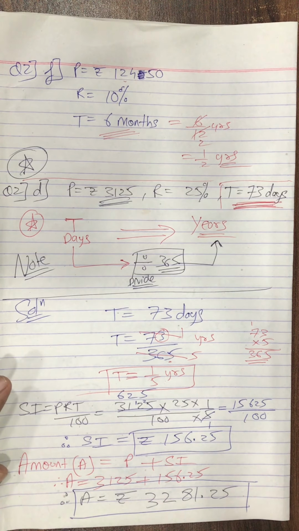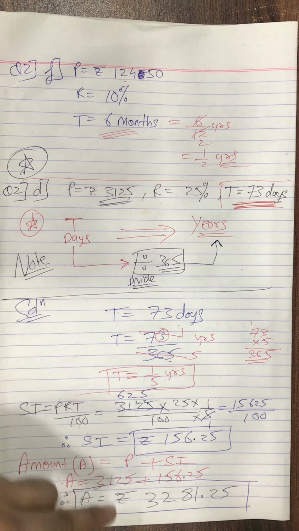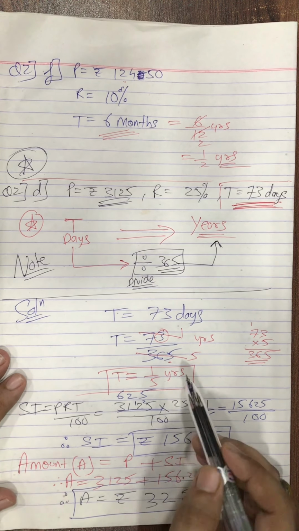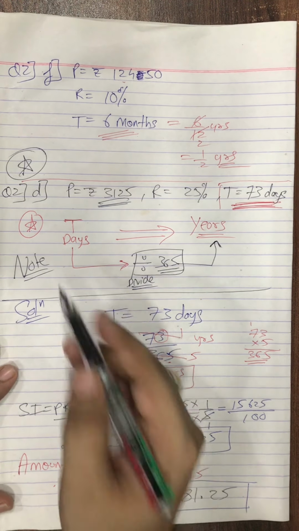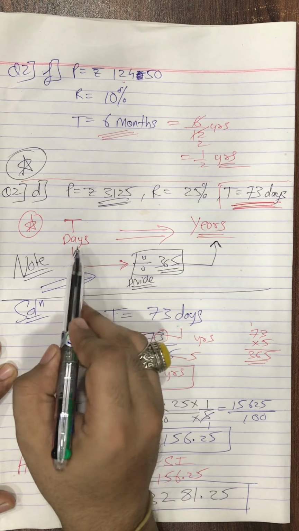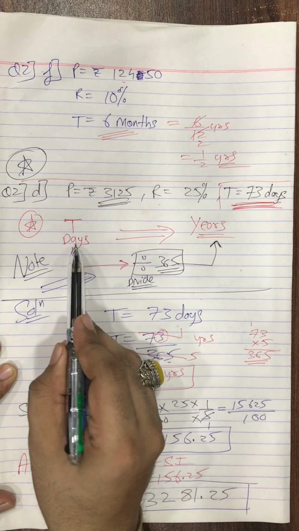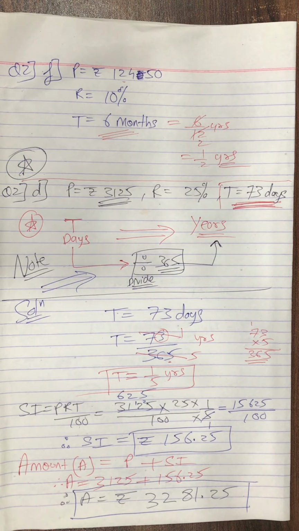3281.25. Hope you all enjoyed the lecture. Please do it by yourself. Hope you all understood this. You have to leave sufficient lines, and this is very simple. Just make a note of this, all of you: whenever we need to convert days into years, divide the days by 365. Please pause the video and do it fast.